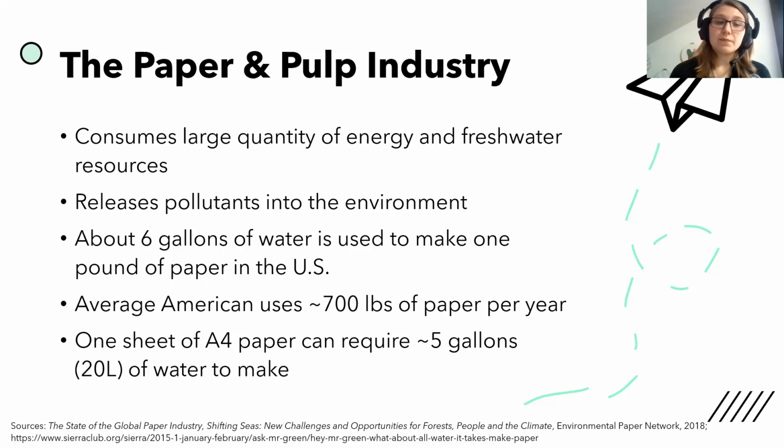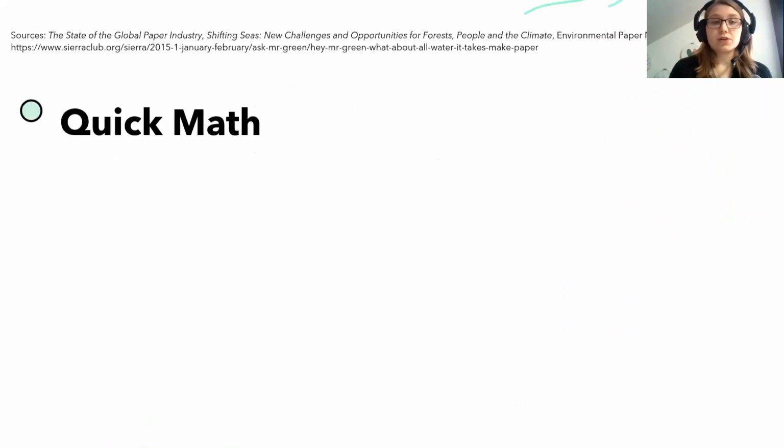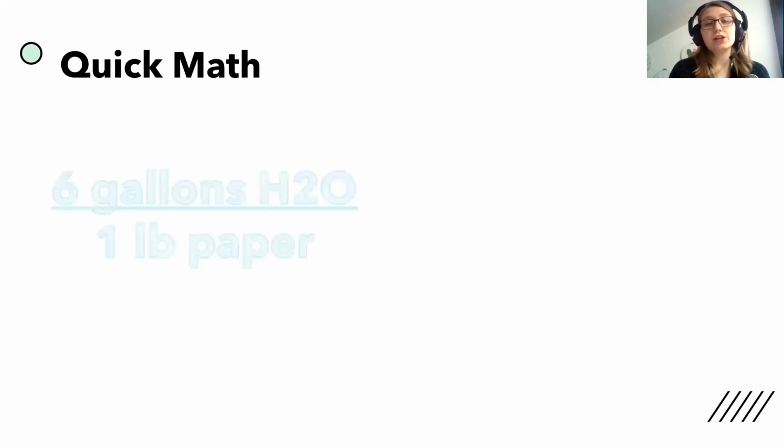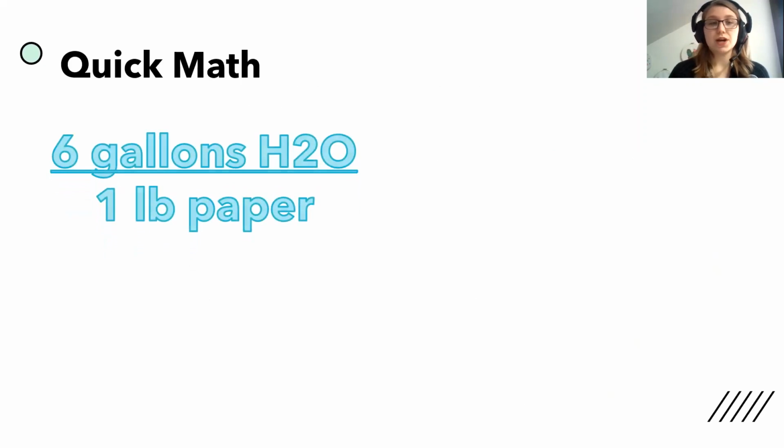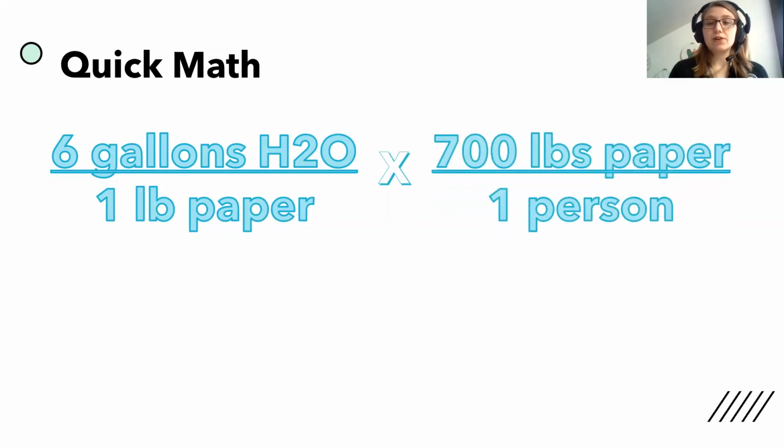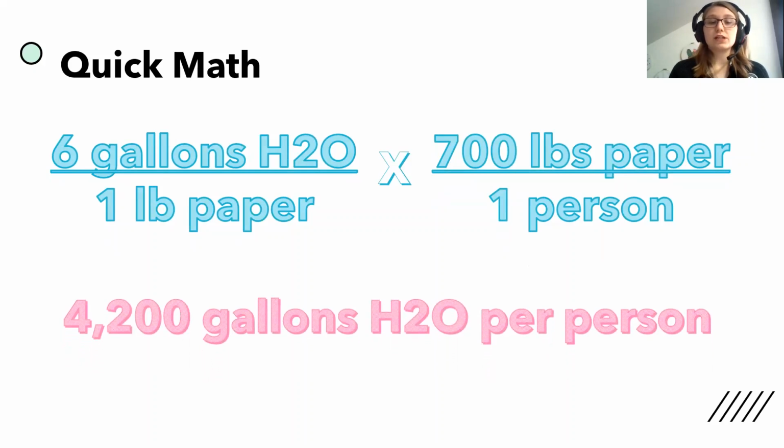And along with that, they're having high energy demands in the overall production process. So if we just do a quick calculation for people in the US, if it takes about 6 gallons of water to create a pound of paper, and we use about 700 pounds of paper as an individual, then each person is responsible for 4,200 gallons of water going into that industry every year.